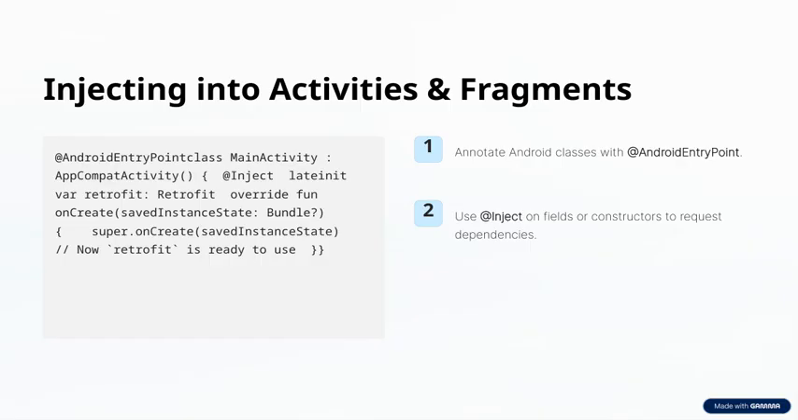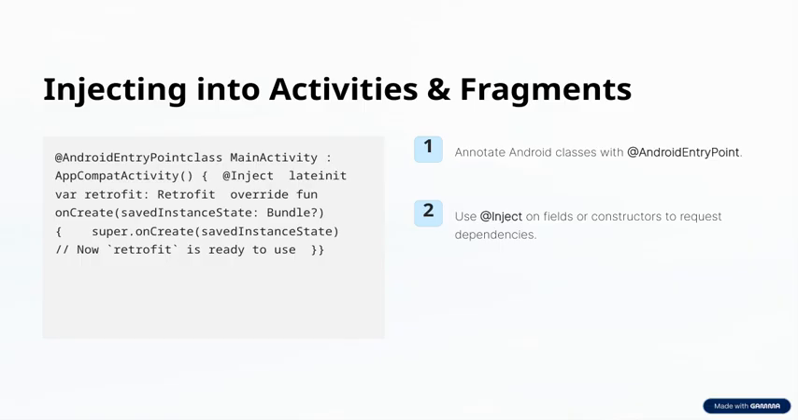All right, let's talk about injecting into activities and fragments. First, it's essential to annotate your Android classes with @AndroidEntryPoint. This tells Dagger Hilt that this class is a potential entry point for dependency injection. For example, in our MainActivity, we add @AndroidEntryPoint right above the class declaration.